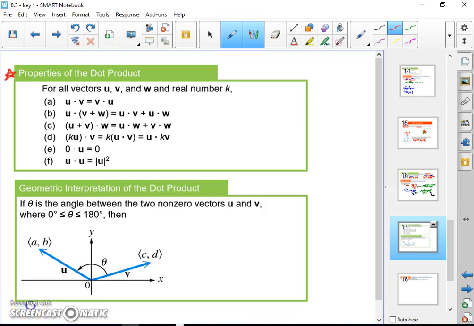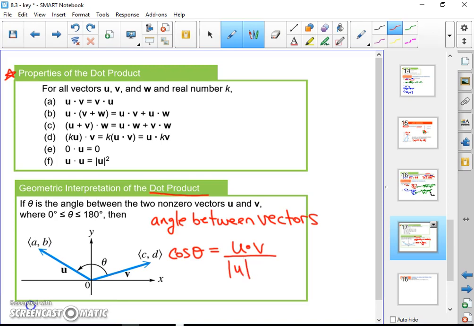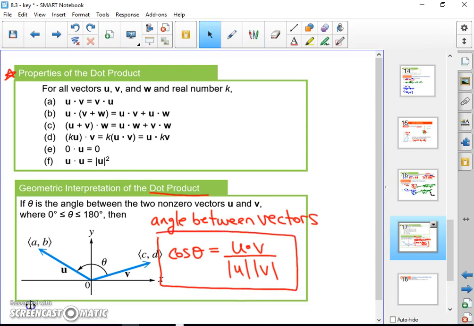Here's a list of properties of the dot product, but probably the best property of the dot product is a formula that allows us to calculate the angle between the two vectors. This formula is cosine theta equals the dot product of the vectors divided by the magnitude of each vector multiplied together. So box that in. That's a big formula that tells you the angle between two vectors, basically.